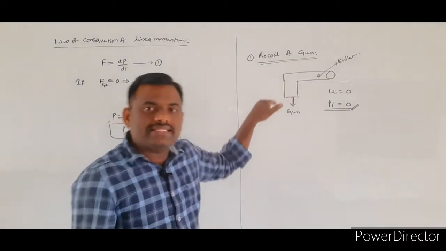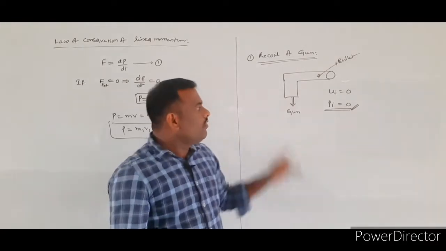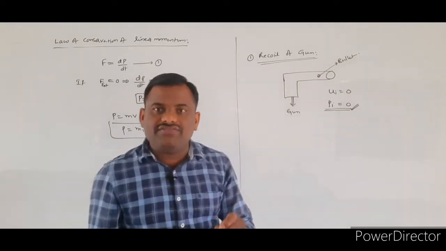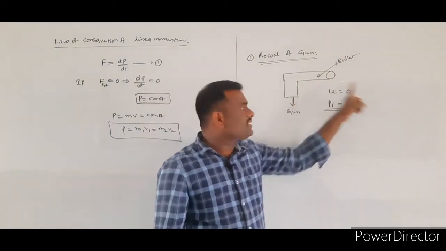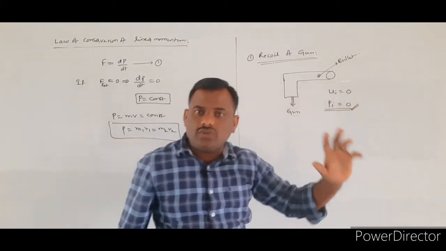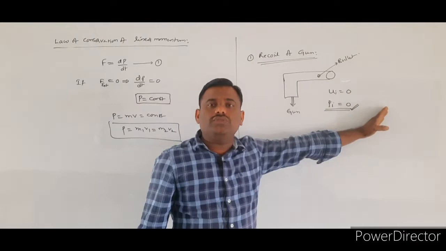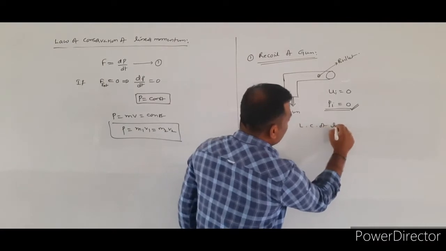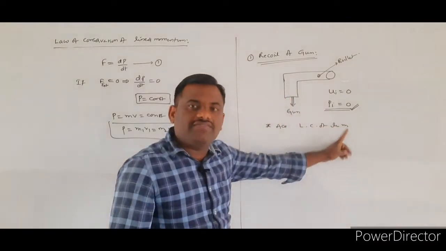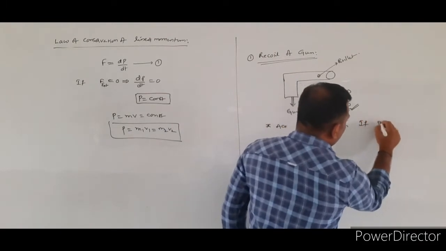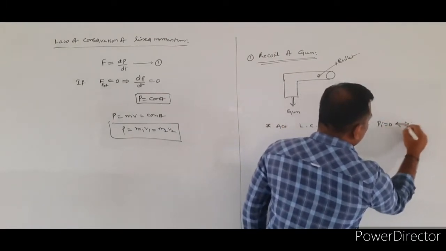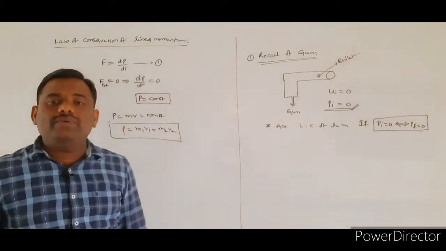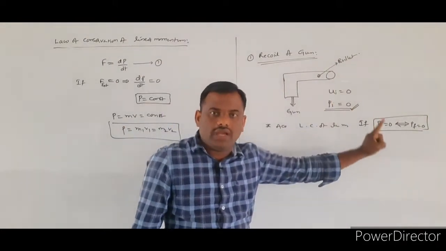Once again, what do we consider here? The gun-bullet system. We assume that the gun and the bullet are both initially at rest. If the system is initially at rest, its initial velocity is equal to 0. If there is no initial velocity, the initial momentum is also equal to 0. So, according to the law of conservation of linear momentum, if the initial momentum is equal to 0, then the final momentum is also equal to 0.